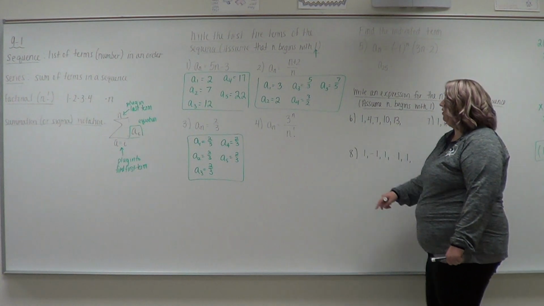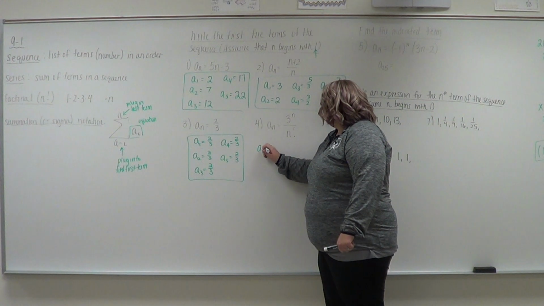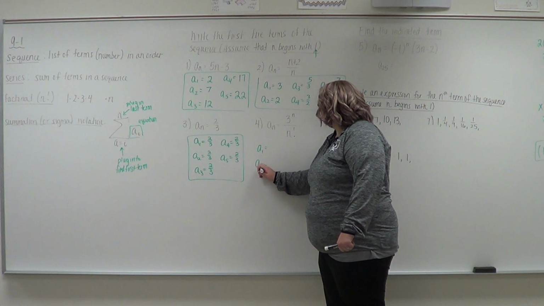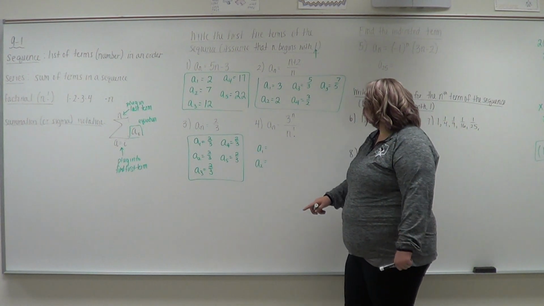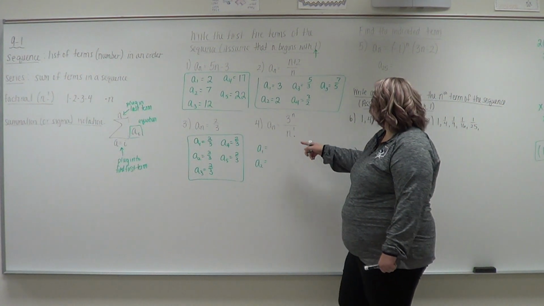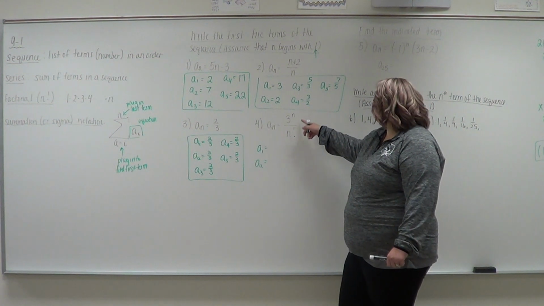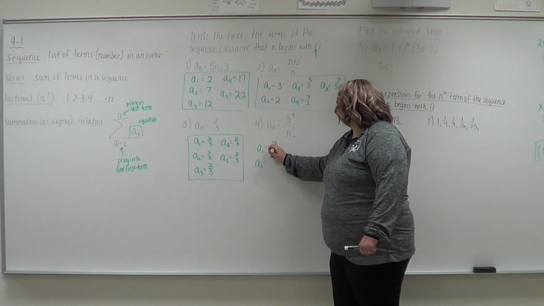Okay, and then you're on ones that have exponents and factorials. So if I want to find A1, I'm going to plug in 1. 3 to the first is 3. Then if I find 1 factorial, that's just 1. So 3 divided by 1 is 3.